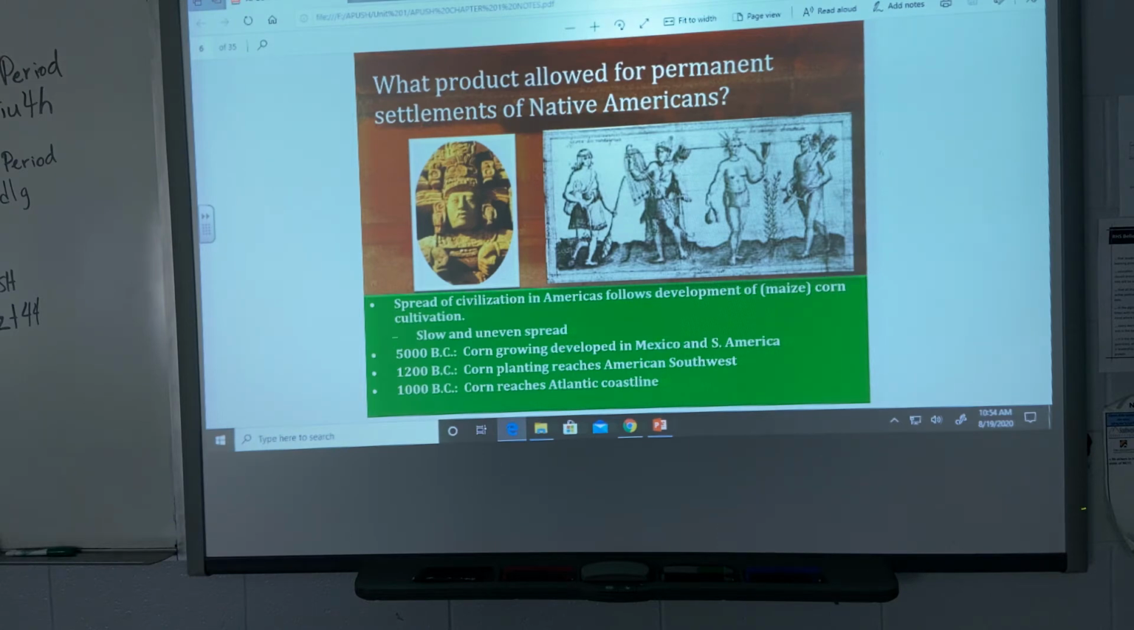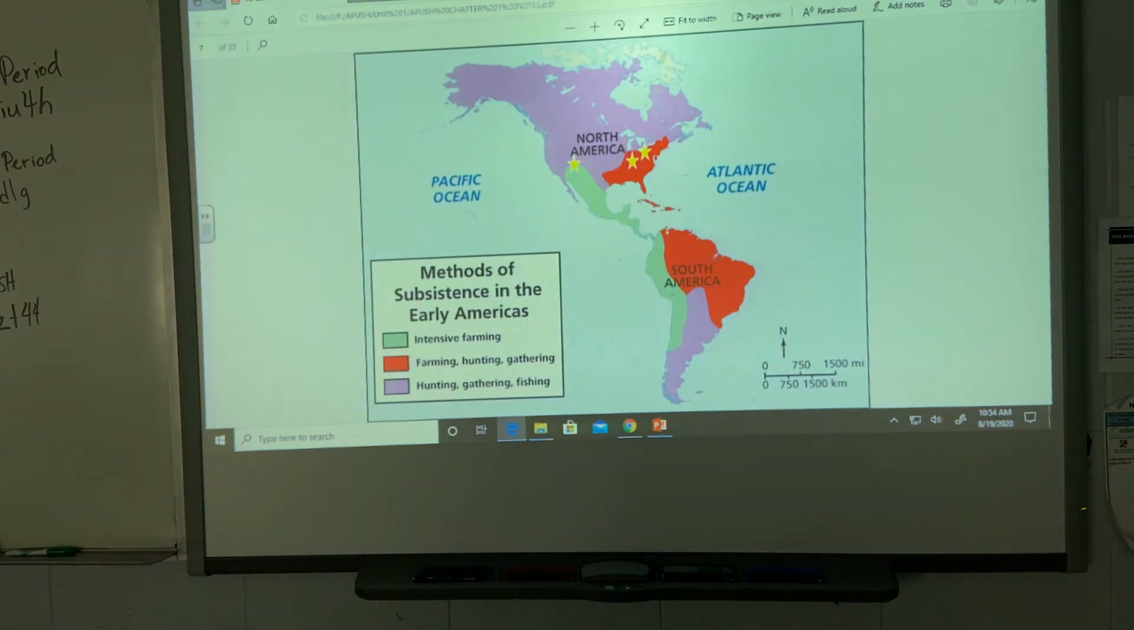Okay, so corn was a staple crop for all of these Mesoamerican tribes. Okay, methods of subsistence in the early Americas. There again, subsistence farming. What we refer to when we use that term is farming for survival. It's not commercial. It's not farming so you can sell. It's of course to be able to live off of.